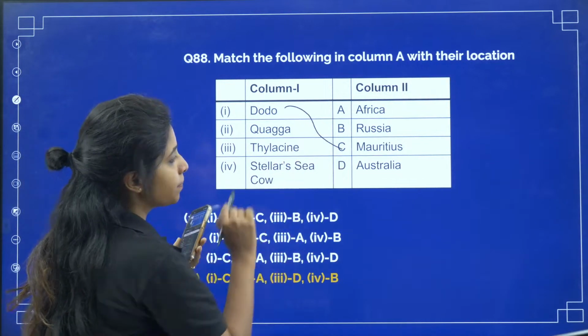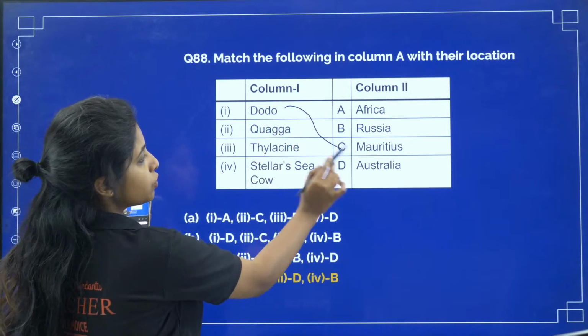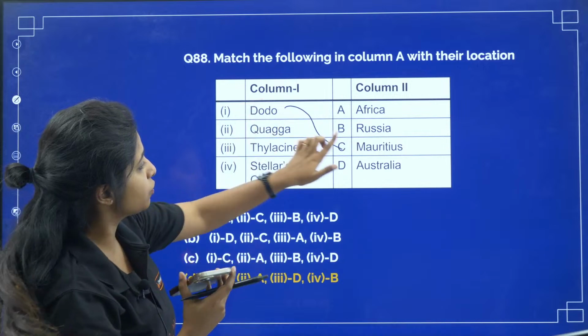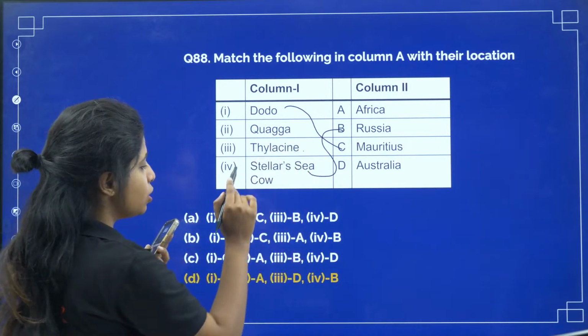Dodo is from Mauritius. All of them are extinct species by IUCN. Quagga is from what? Easy, I'll tell you. Dodo is from Mauritius. Steller sea cow is from Russia. Okay, then you have thylacine and then you have quagga.